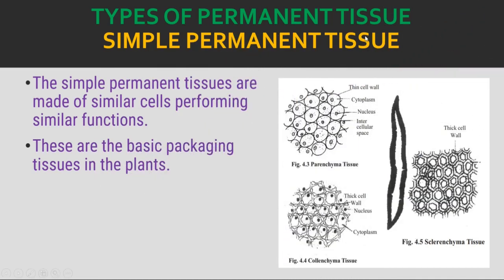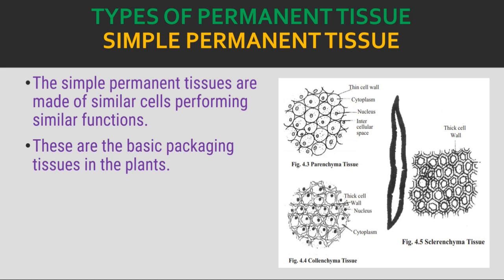Types of permanent tissue: first, simple permanent tissue. Simple permanent tissues are made of similar cells performing similar functions. They are the basic packing tissues in the plants, present inside the plant.